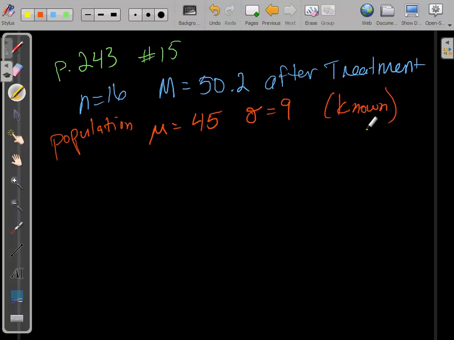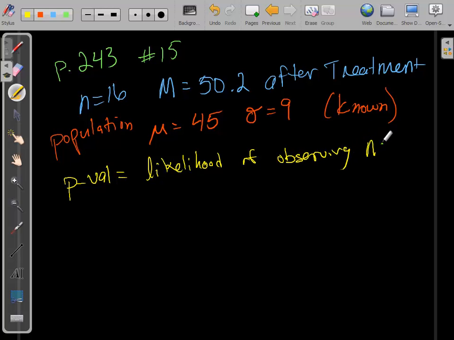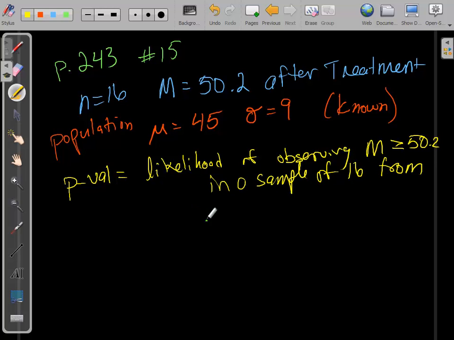So what they said is, well, if in our sample of size 16 we observed a mean of 50.2, how likely is that? In other words, they want to come up with the p-value, which tells you the likelihood of observing a mean score greater than or equal to 50.2 in a sample of 16 from the population that's distributed normally with mean of 45 and standard deviation 9. We want to find the probability, like how likely is it that we would see this be our score. They give us a significance level, and I'm going to ignore that for a second. Let's look at the two-tail test.